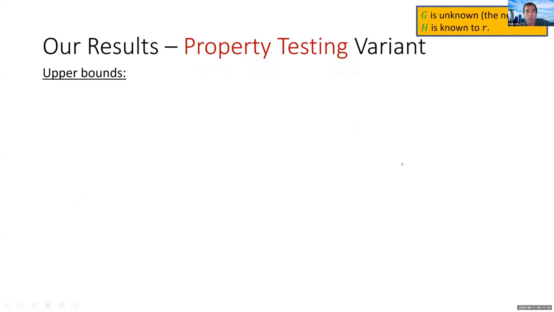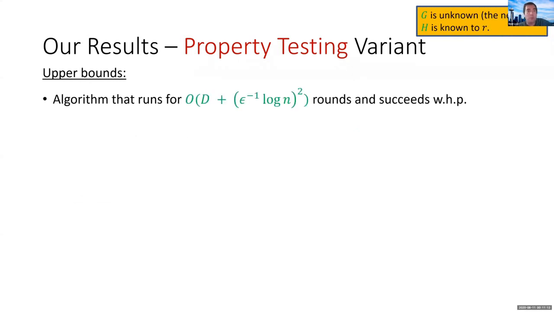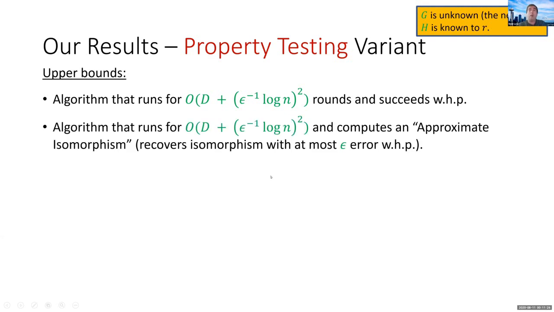More results. For the property testing variants, we have an algorithm that runs for diameter number of rounds plus polylog n factors and succeeds with high probability. We also have another algorithm that doesn't test, but does something which is very interesting. It produces an approximate isomorphism, namely it constructs a function which is almost the bijection of isomorphism. Also, this algorithm succeeds with high probability.